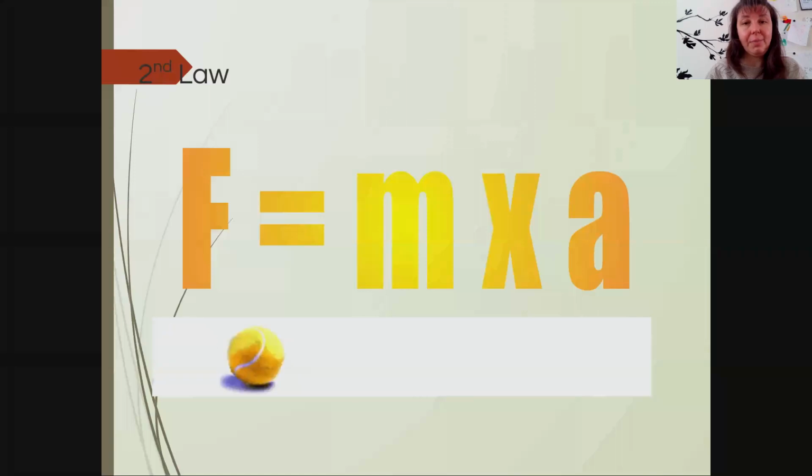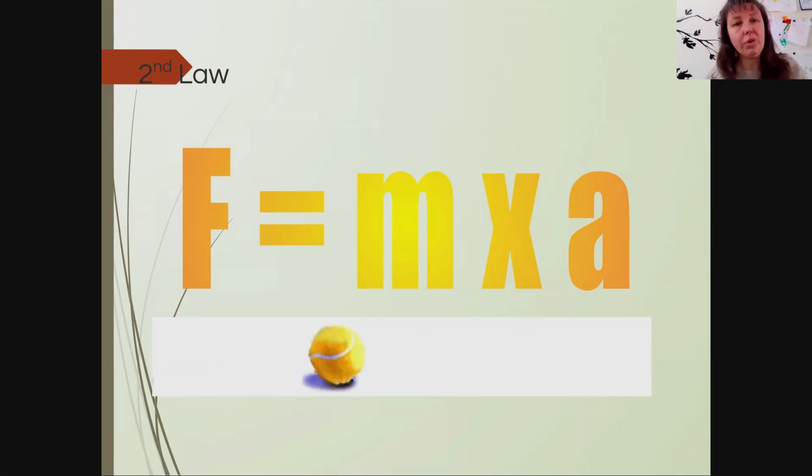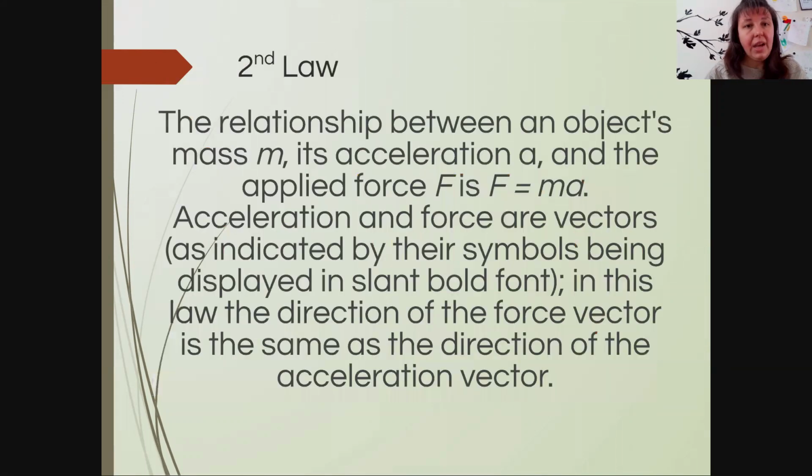Force is equal to the mass times the acceleration. In order to create a measure of how forces are going to act upon one another, we have to actually figure out what is force. And so by this definition, force is the relationship between an object's mass and its acceleration.